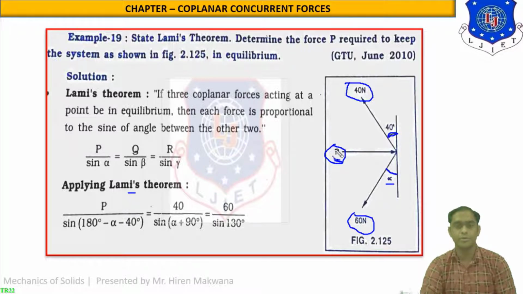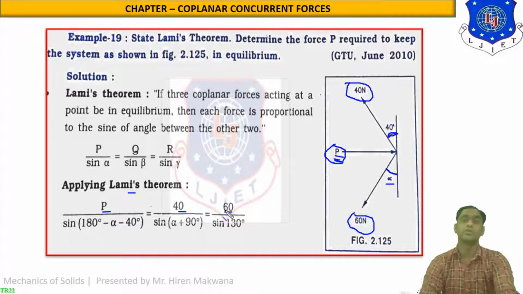Now what is given to you? First one is force P, second force is 40 and the third force is 60. Now the main important thing is how to take angles actually. When you are taking force P, then you have to take the angle between the other 2 forces. So what is the angle between the other 2 forces?